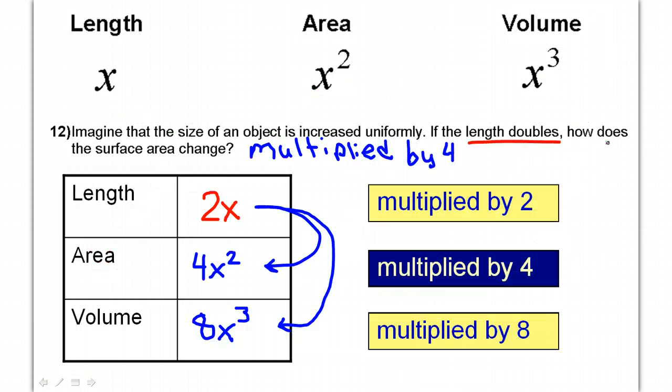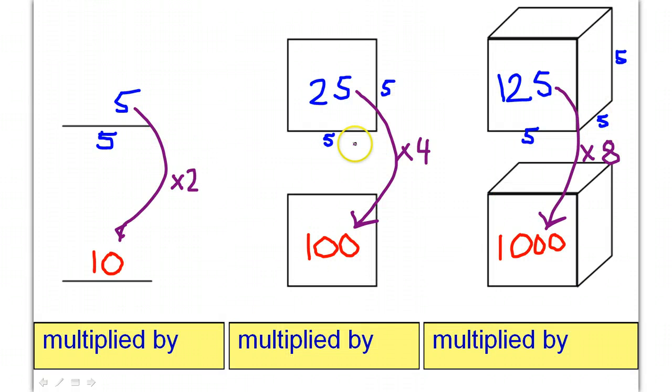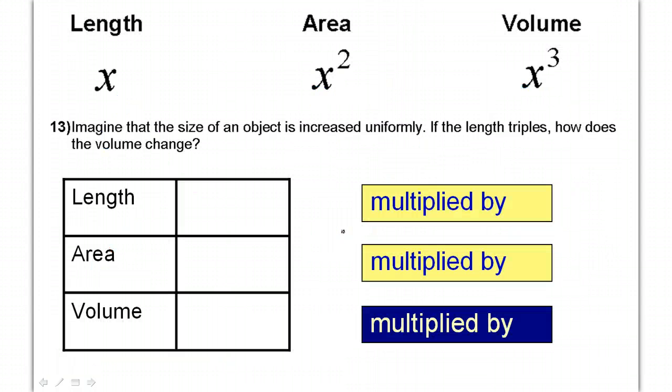So I'm just following up with an example. We proved it in the first place with these variables, but you were kind of just taking my word for it. That's okay. But I'm hoping if you see it with actual numbers, it's more convincing that, okay, I see what he's saying. It really is multiplied by 8. It really does get multiplied by 4. Go ahead and do number 13 right now. I'm going to pause. All right, so number 13.